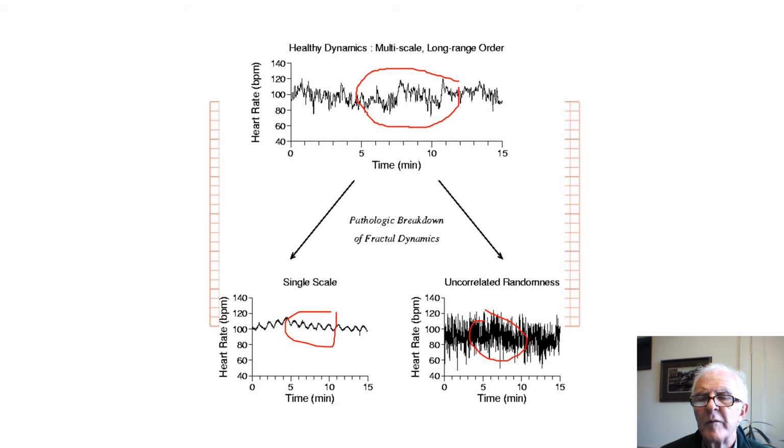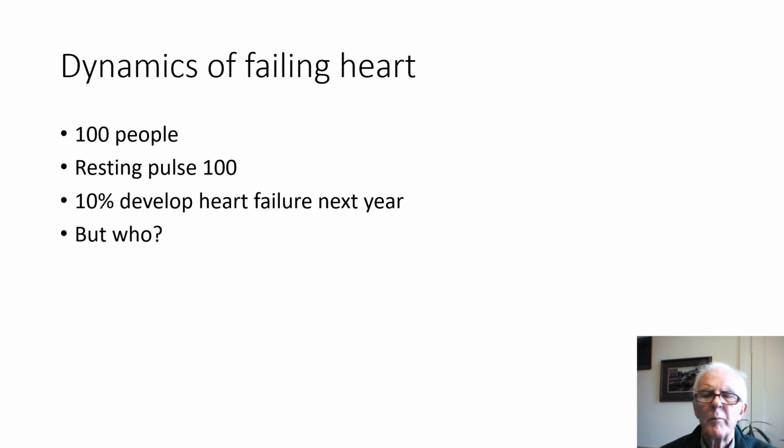Chaos is a marker of health, and as we shift away from chaos, we become less healthy. Our systems become less healthy. So let me give you a practical example of this. Let's assume that we've got 100 elderly people who have high resting pulse rate, and we know that 10% will develop heart failure within the next year. High pulse rate is a marker of impending heart failure, but we don't know who will develop heart failure. We can look at this with inferential statistics, but we don't know which individual patient will get into trouble.